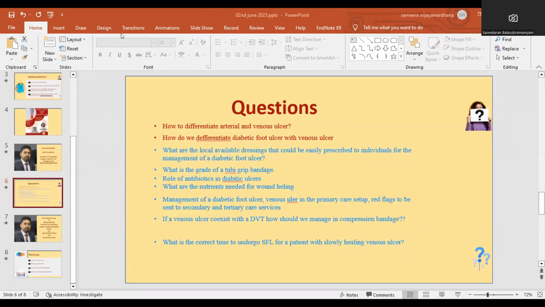Check the multivitamin, whether it has all these three, and tell the patient to take at least 3 eggs per day minimum. Next question is management of a diabetic foot ulcer or venous ulcer in the primary care setup, and the red flags to be sent to the secondary and tertiary care services.